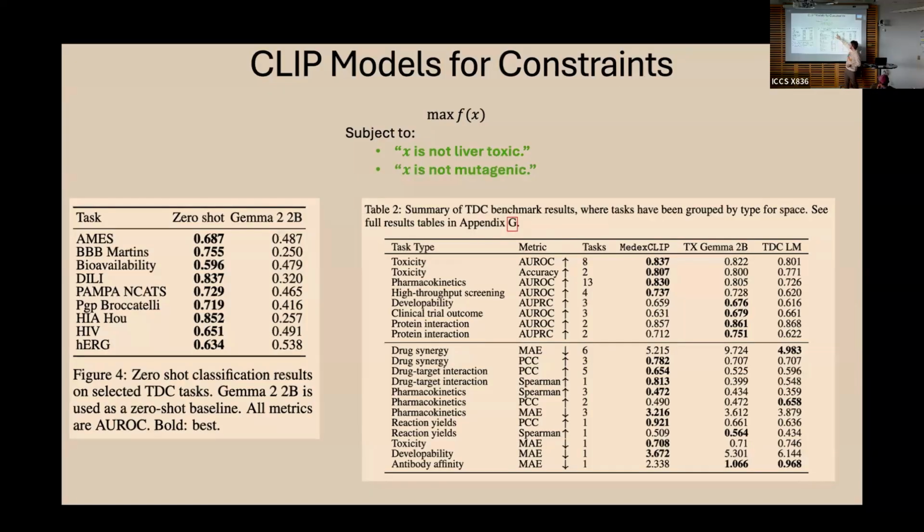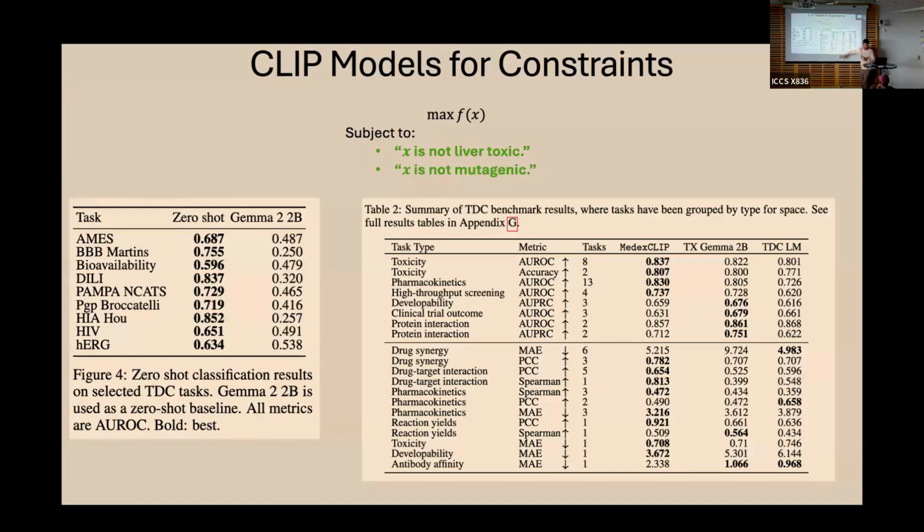This is the 8 toxicity tasks that used AUROC as a metric. And then the metric that we're given, TDC tells us what metric to use, right? For each of these tasks, they tell us how to set up the training validation set. Here are the 2 tasks for toxicity where accuracy was the metric, here's what we did, right?